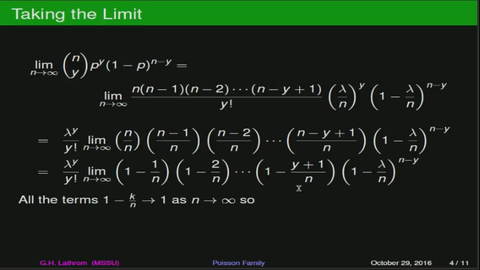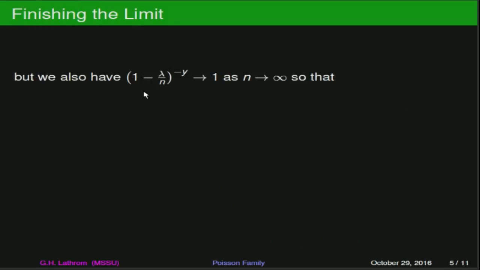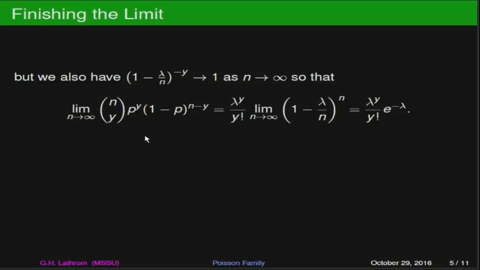What happens to these terms, 1 minus 1 over n, 1 minus 2 over n? They will all go to 1 as n heads off to infinity. So for the limit, the only thing that really has any bearing is 1 minus lambda over n to the n minus y. Again, we can separate out the 1 minus lambda over n to the n and the one to the minus y power. But even for 1 minus lambda over n to the minus y, as n heads off to infinity, this expression is also going to head to 1. So the only thing that may be going somewhere other than 1 is this 1 minus lambda over n to the n power.